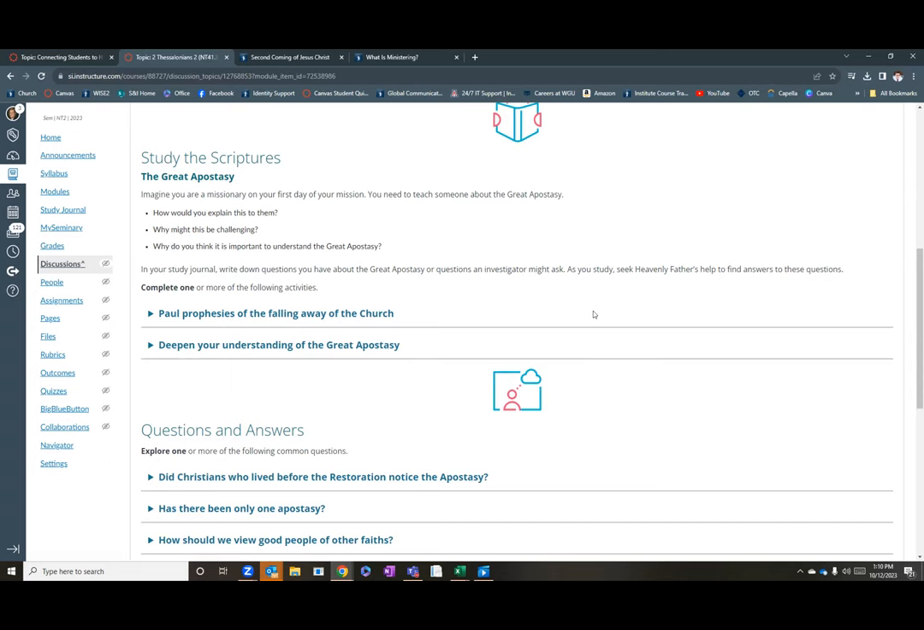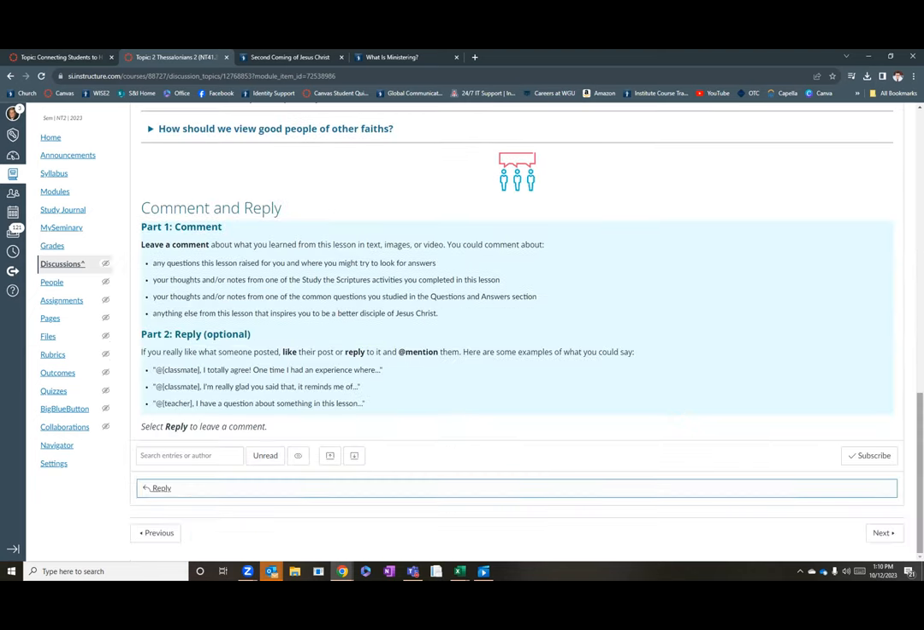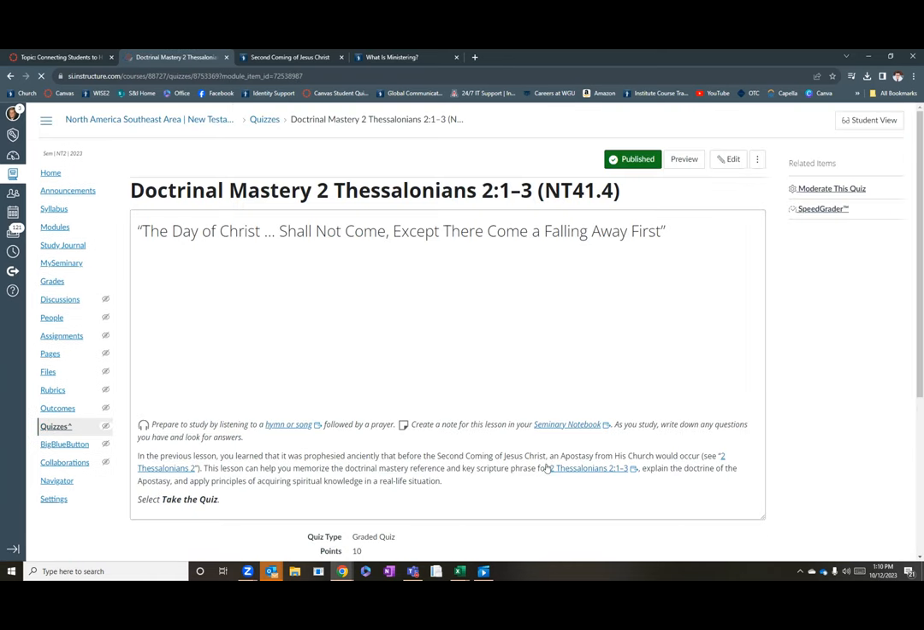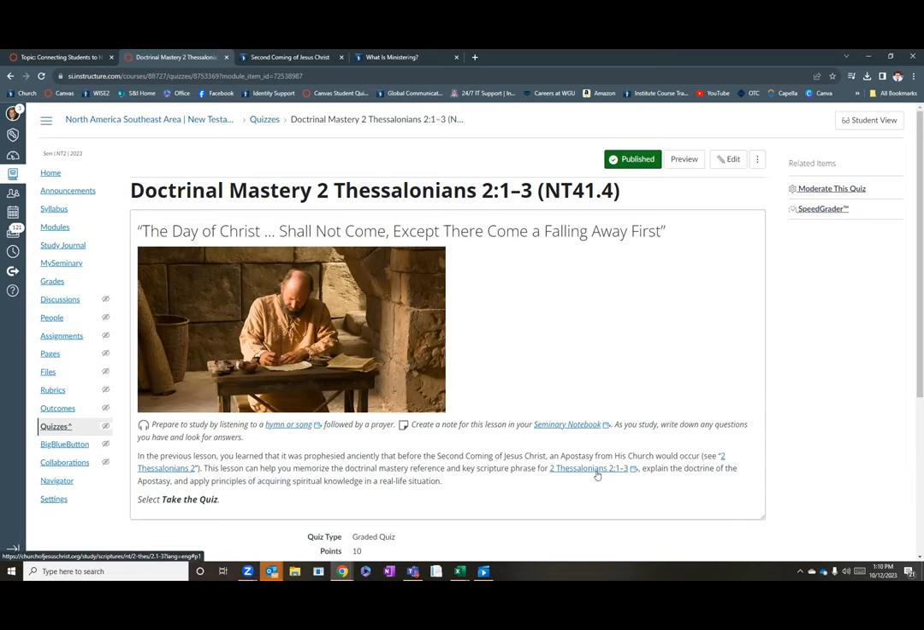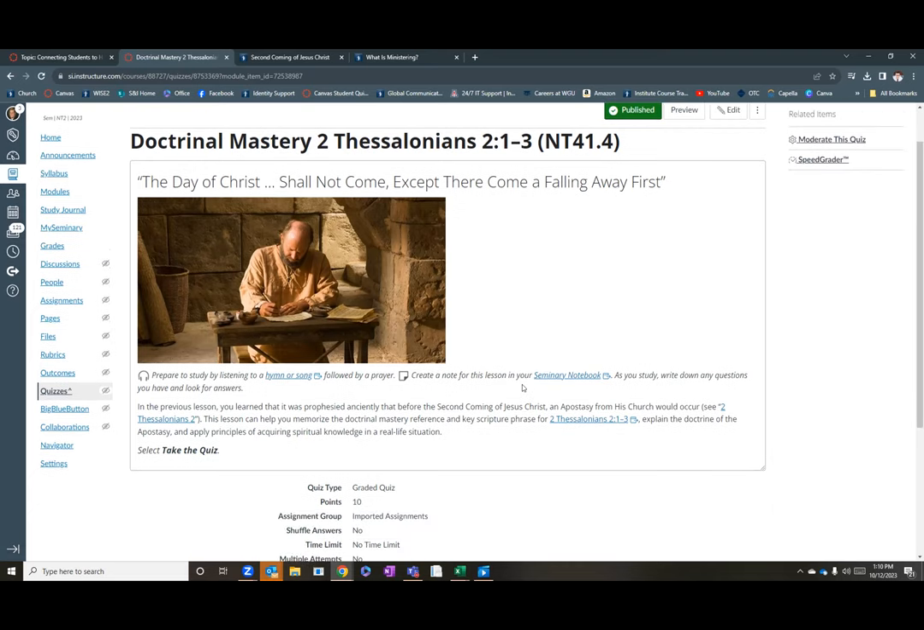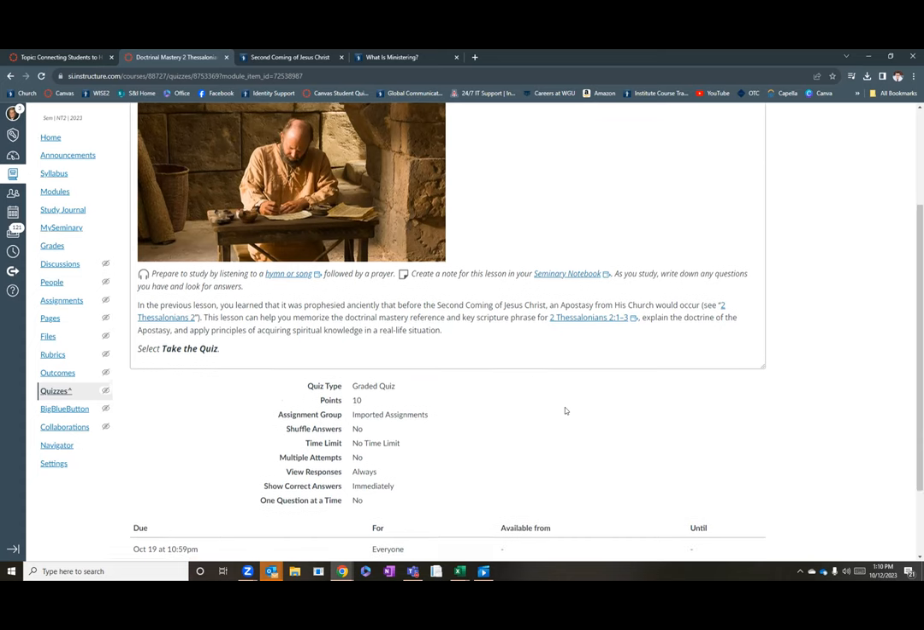Some supplemental resources that I would recommend: Preach My Gospel. They're going to be using that as the missionary anyway. So this would be a really good resource for teaching the great apostasy, but also to keep it simple and make it very clear so that they can clearly identify and explain to a friend what the apostasy or the falling away is. That matches once again with that doctrinal mastery in 2 Thessalonians 2:1-3. The way that this is set up is it's just a regular doctrinal mastery quiz that they've set up to help you understand and apply the experiences with the apostasy.